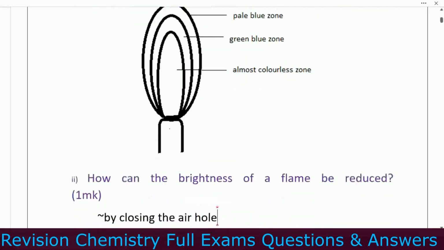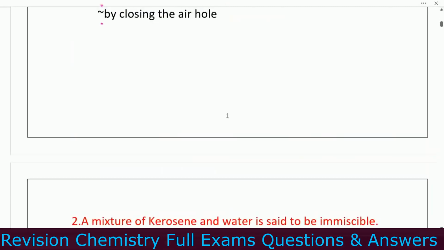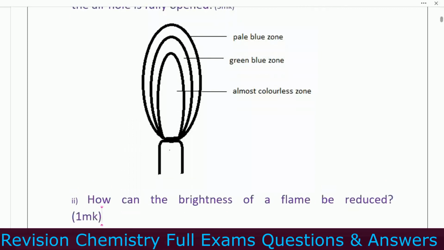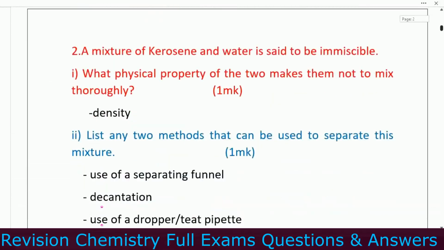Next question. You are told, how can the brightness of the flame be reduced? How can we reduce the brightness of the flame? By closing the air hole.